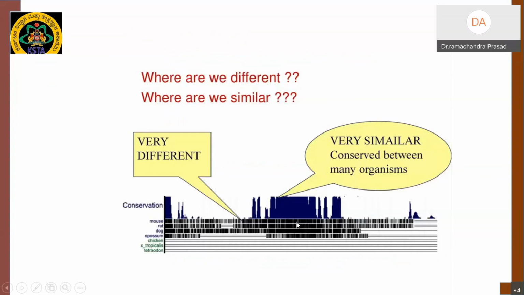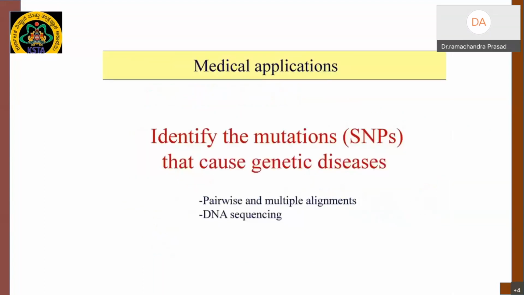After analyzing the genomes, this is called comparative genomics. When you compare, there are tools to compare different genomes and to identify similarity and the conserved regions, how close we are phylogenetically or evolutionarily. And also we can identify what the origin is. So there are medical applications, to identify the mutations that cause genetic diseases.